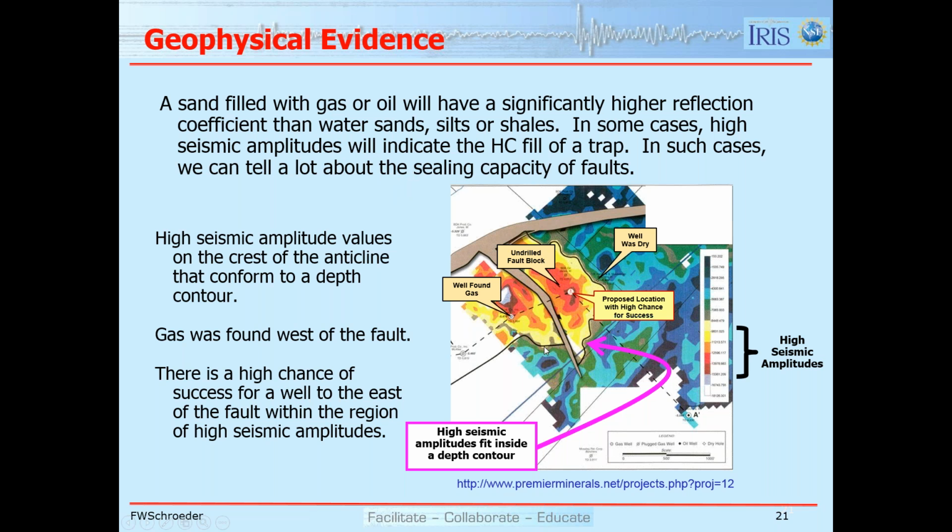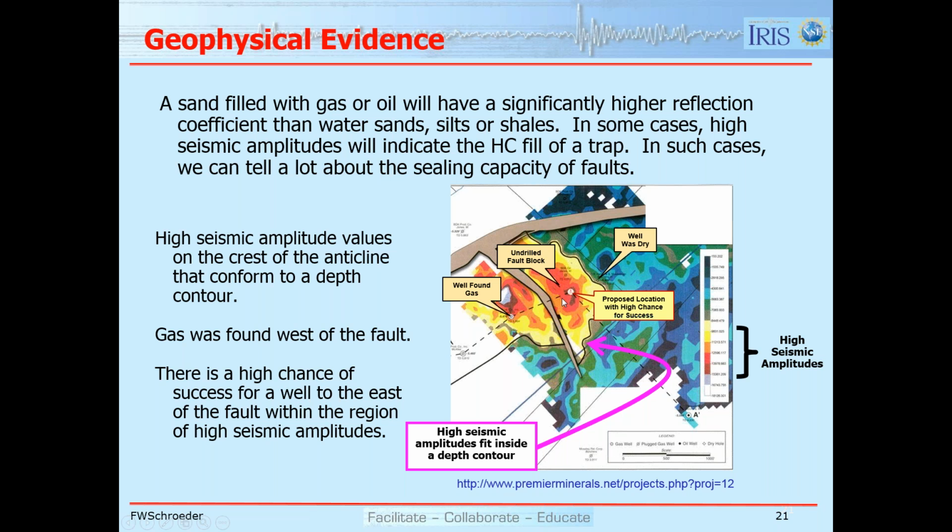So here we have an anticline. The colors are showing high seismic amplitude along the reflector that was mapped as the top of the reservoir. The really high amplitudes are yellows, oranges, and reds, so located here. A well was drilled just outside the high amplitude and it was dry. A well was drilled here to the west of this fault and it encountered a hydrocarbon.